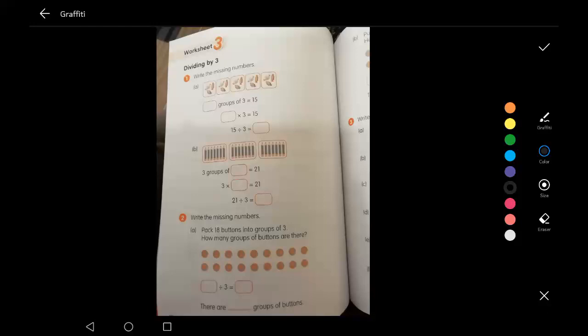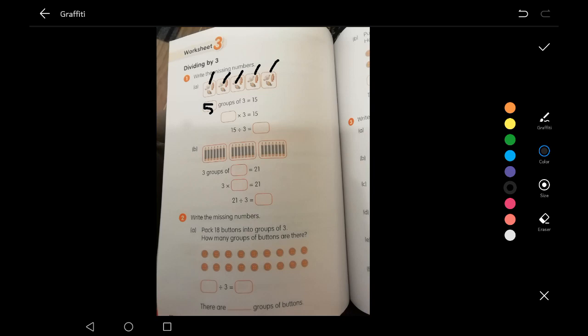Let's start solving question 1, page 172. In this question, write the missing numbers. Now, how many groups of 3 do I have? Let me start counting them. 1, 2, 3, 4, 5. We have 5 groups of 3.